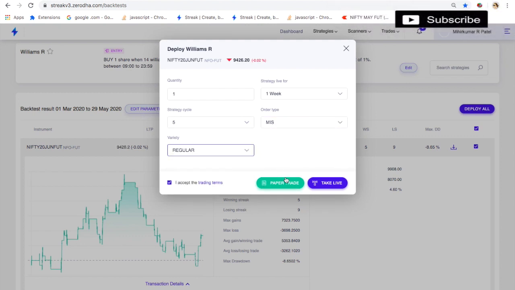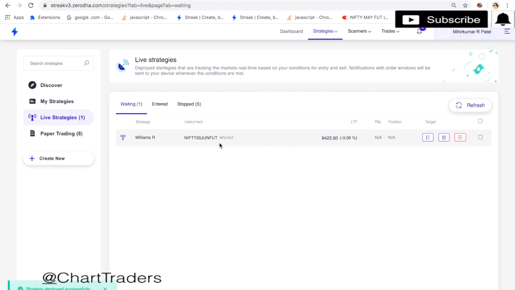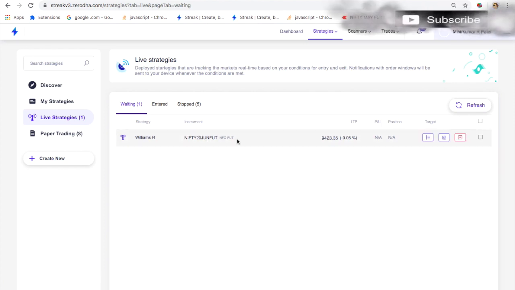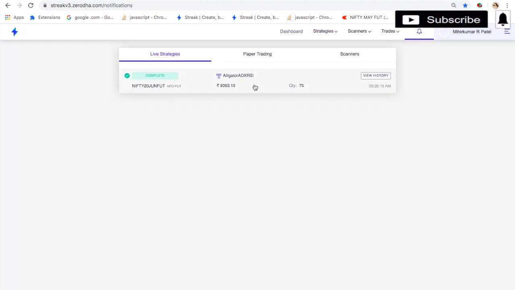If you want to do virtual trading, that is paper trading, orders will not be placed in your trading account, but Streak will maintain a log and you can see buy price, buy time, sell price, sell time. So you can click on paper trade. If you want to go live, just click on take live. Once an entry or exit happens, we can see a notification like this. That is a live strategy I have applied in paper trading.